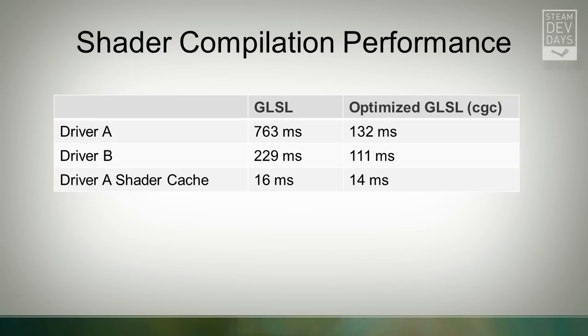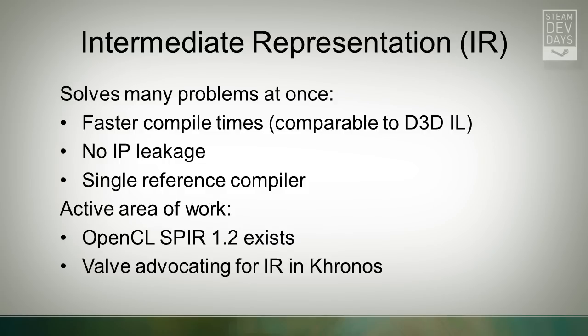So where this has led us is to believe that the right thing for OpenGL is that it really needs to have an intermediate representation, or IR, for shaders. This would solve a lot of the problems we're seeing at once. It would give us faster compile times that should be around comparable to D3D-IL. If IP leakage was a concern for your shader, you wouldn't have that problem anymore, because you'd just be giving IR to the driver. It also would allow you to have a full reference compiler stack that was completely offline and could be done as a preprocess.